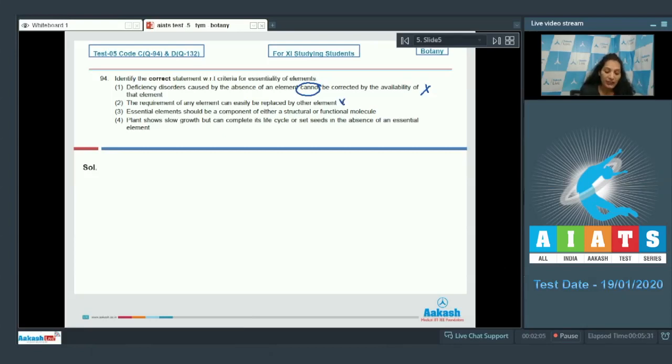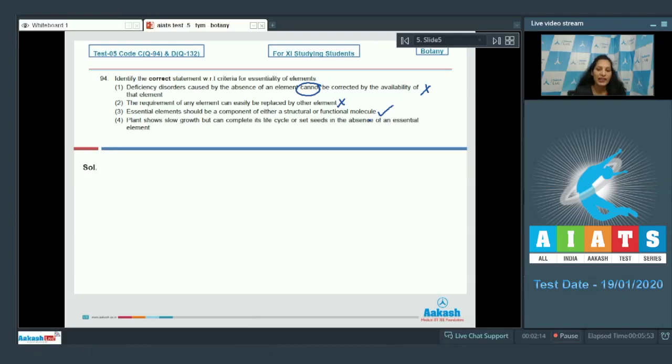Second one, the requirement of any element can easily be replaced by other element. No. If it is easily replaced by other element, means the previous element is not essential. Third one, essential elements should be a component of either a structural or functional molecule. This is correct.